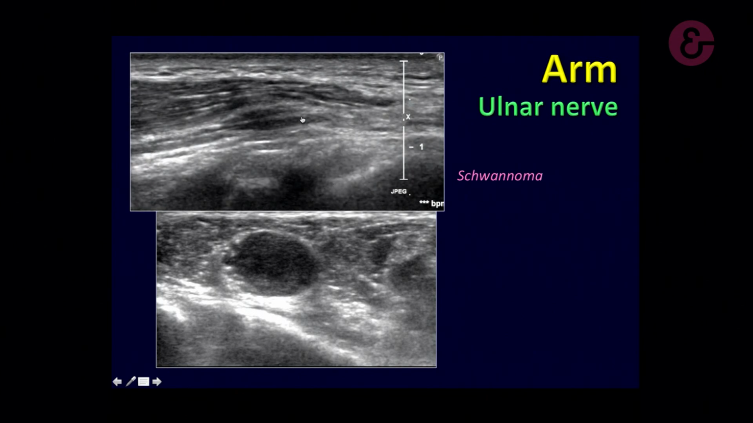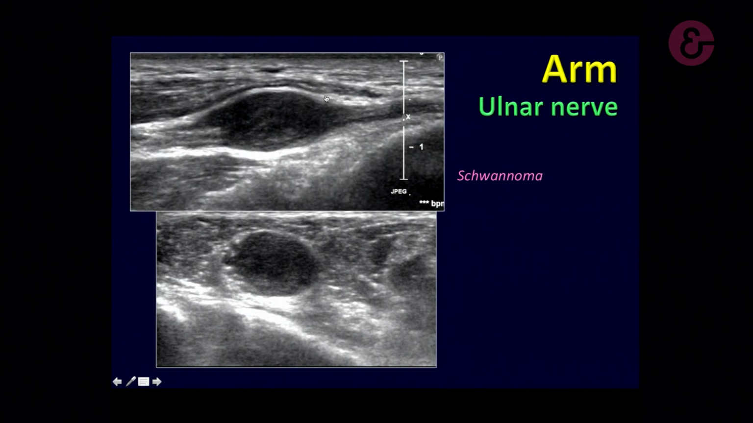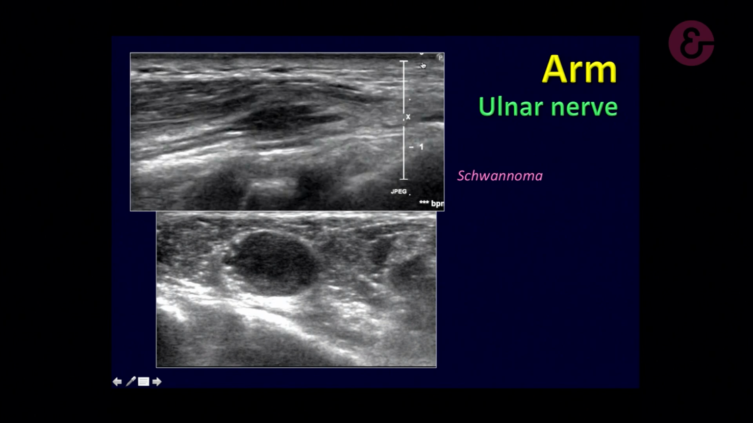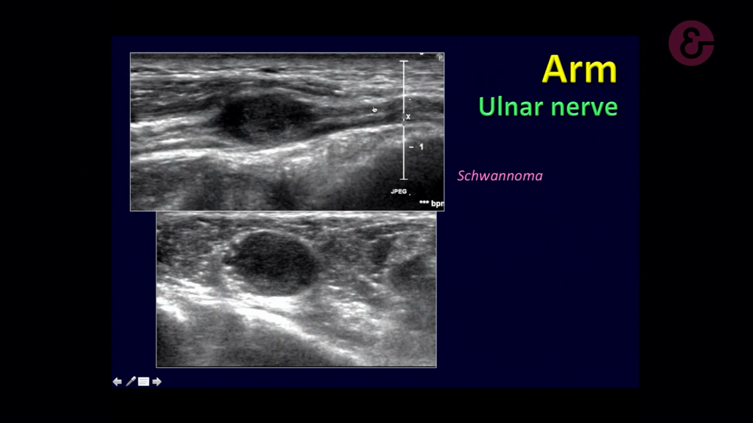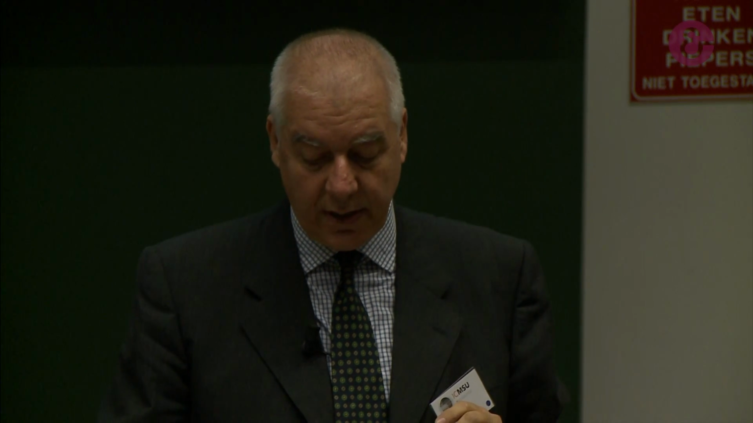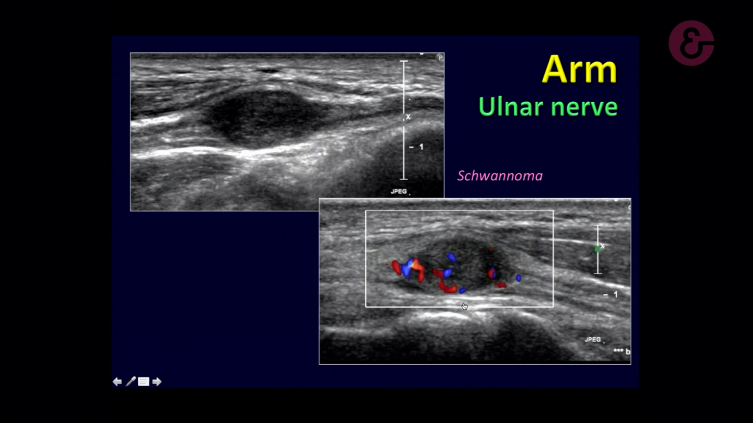If you do the longitudinal image, you have the nerve over there, and you have this mass which is located inside the nerve. You can see the fascicles of the ulnar nerve. This is 1 centimeter from here to here. You can judge the size, you can judge the borders, you can judge what lies inside or outside the nerve, and we can judge the vascularity of the tumor. Hypervascular, fascicles located on the periphery, this is most probably a schwannoma.